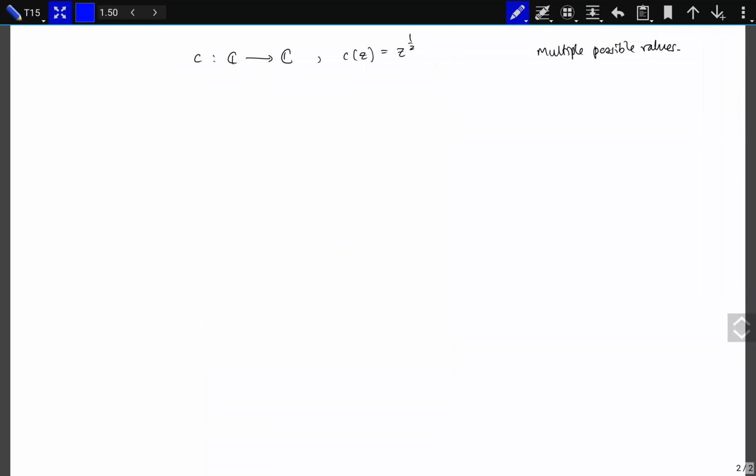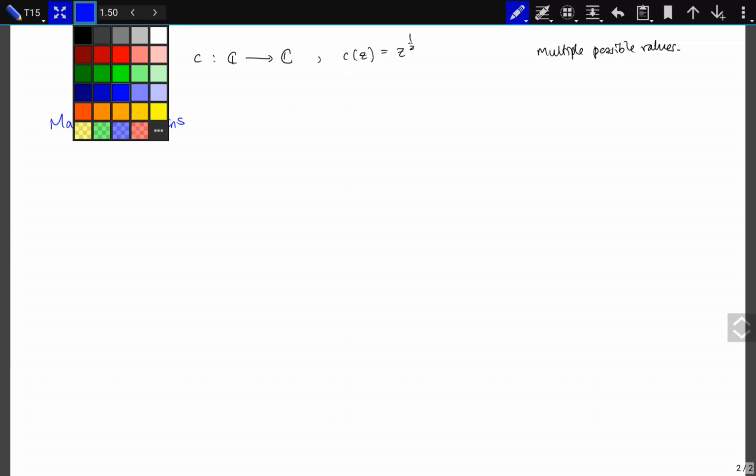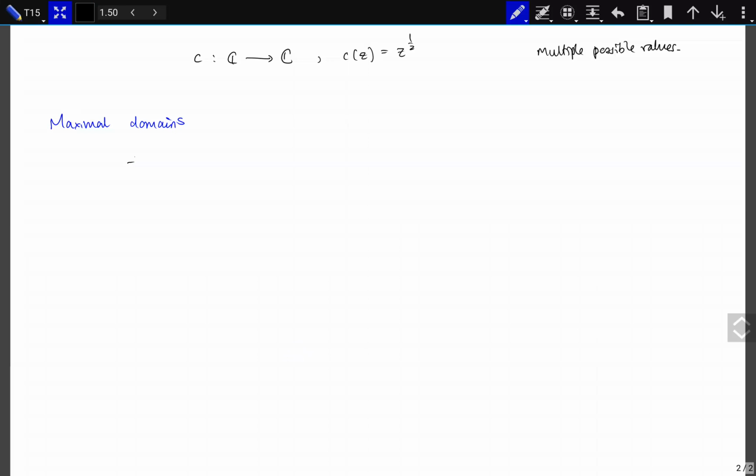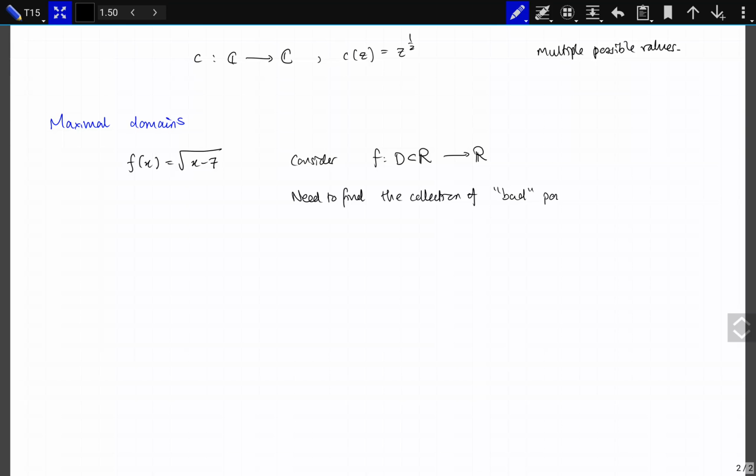So one thing that might be new is to consider maximal domains. That is, when we write something down like f of x is equal to root x minus 7, we forget to specify the domain and range. But it might be reasonable to consider f as mapping from some subset contained inside of the real numbers to R. And we want to find what's the biggest possible one. So we need to find the collection of bad points where f is not defined.